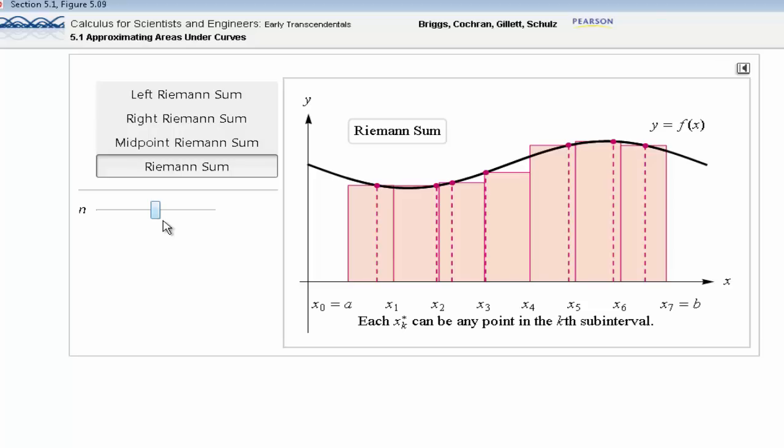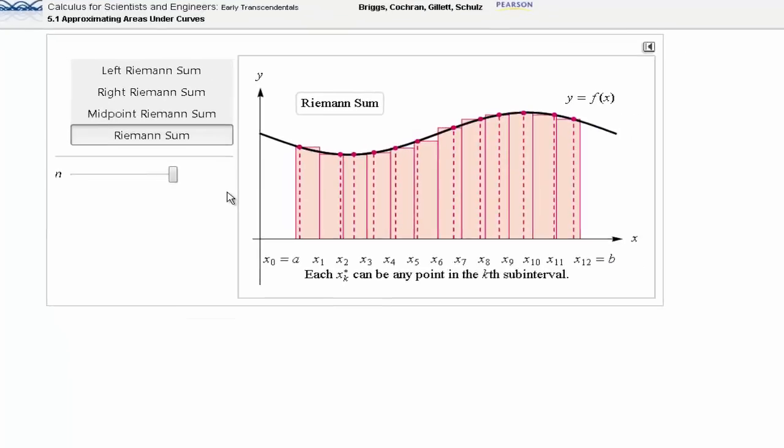Will you get the same answer if you do left or right or midpoint? You will not, because these are estimates. You will get close to the same answer because they're all estimating the same thing. And the more rectangles you have, the closer those answers will be.